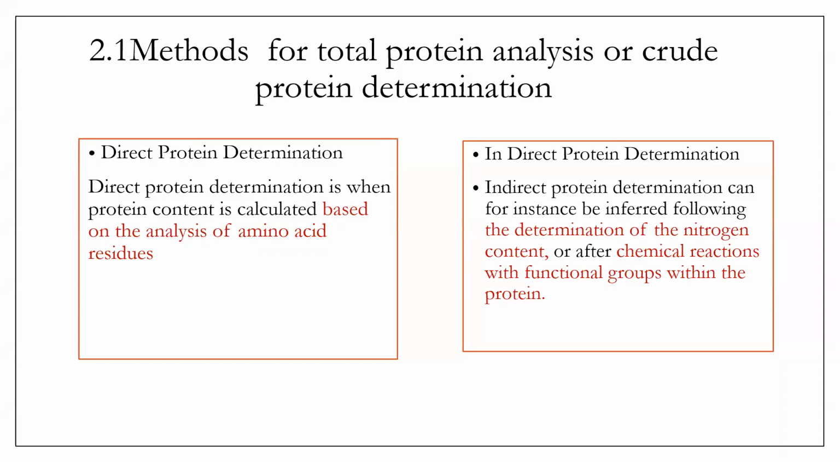Similarly, indirect protein determination is the way, as I have told you, where the element we will be measuring is the nitrogen content. And sometimes in indirect protein determination, we modify the functional groups of the proteins through chemical reactions.